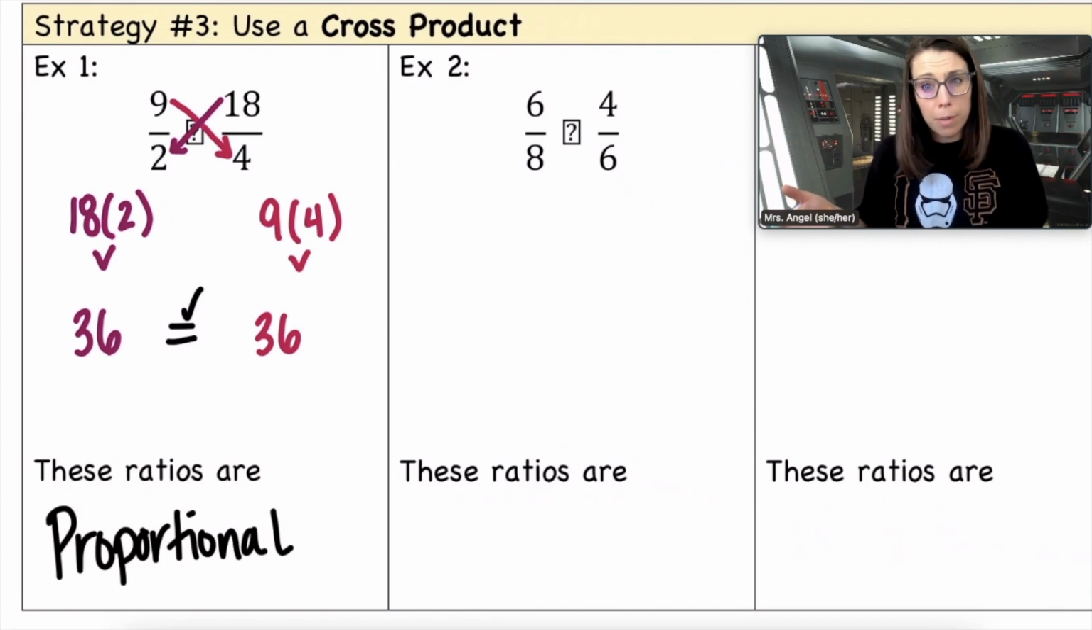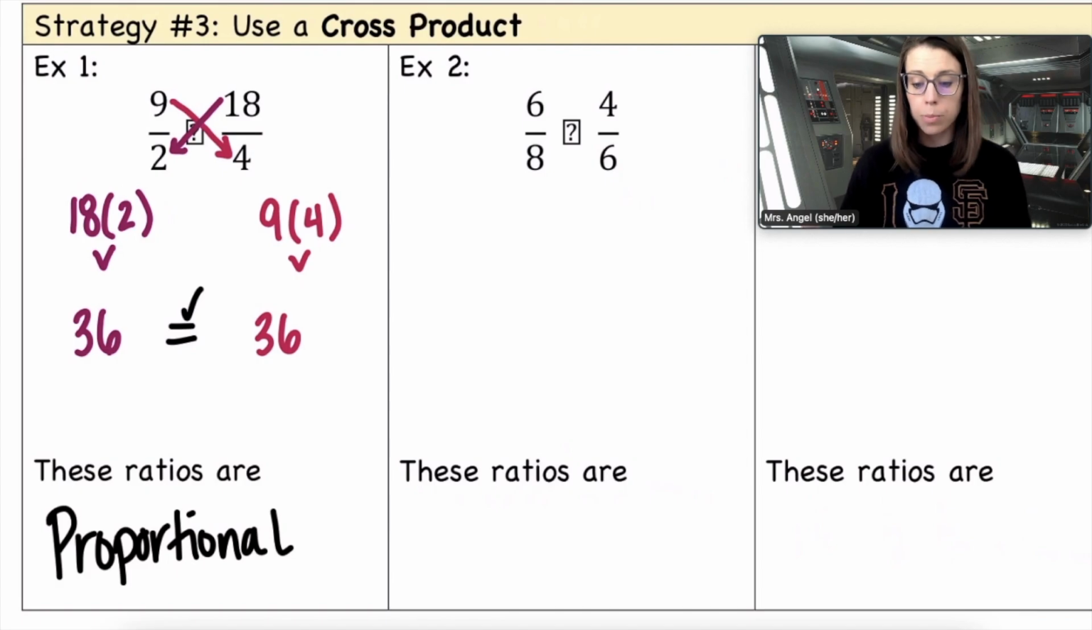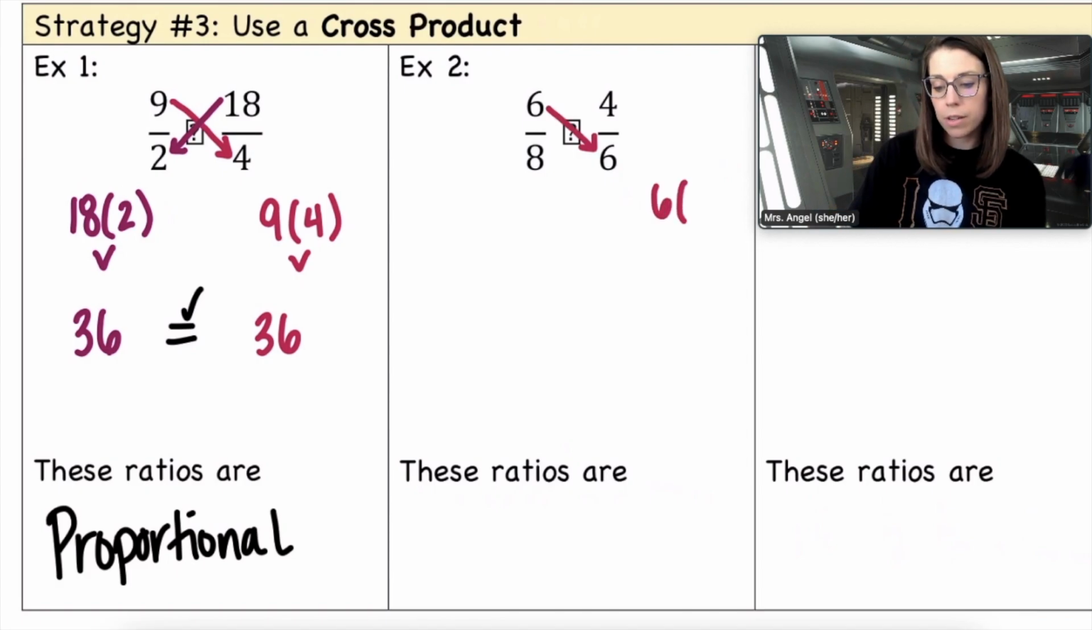Now this might be the first time you've seen that, so let's go over example 2 really quick together again. Cross product. Take the numerator of one, multiply by the denominator of the other. So that's 6 times 6. Numerator 4 times denominator 8, 4 times 8. Let's see if they're equal.